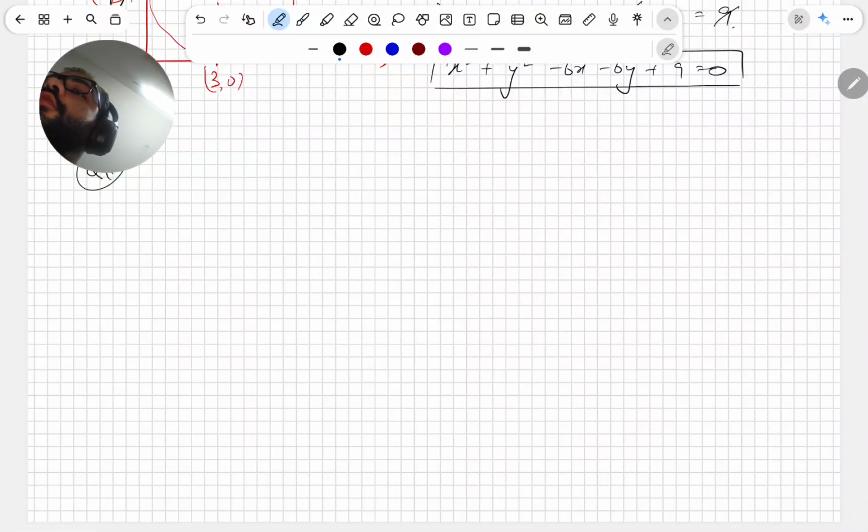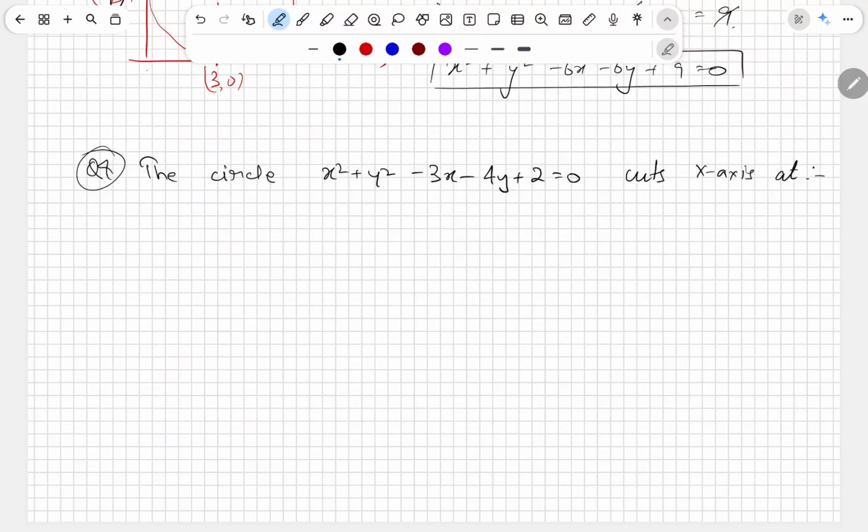So hi guys, we'll be practicing some more questions in this second part of the chapter circles. Let's begin. So guys, the question says the circle whose equation is given cuts x-axis at what points?